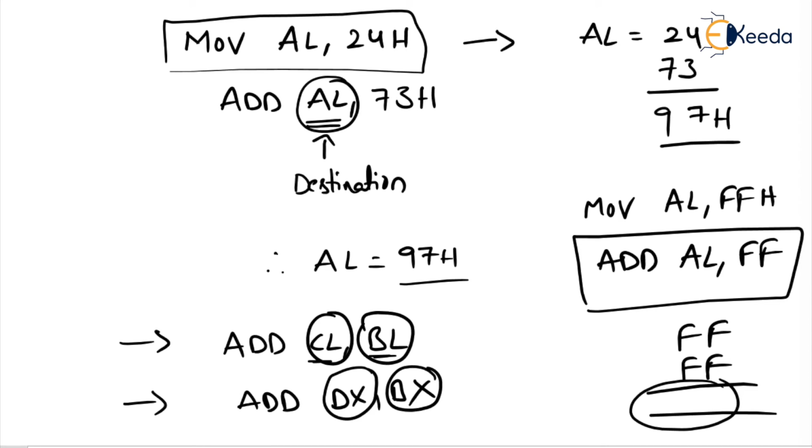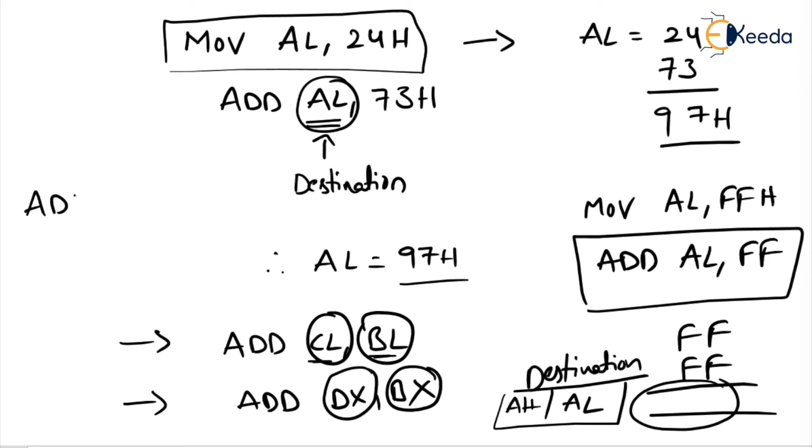So the destination must be a 16-bit register. Then the result will be stored in AH and AL. That is very, very important. In the same manner, when we are performing two 16-bit numbers, ADD AX, BX.